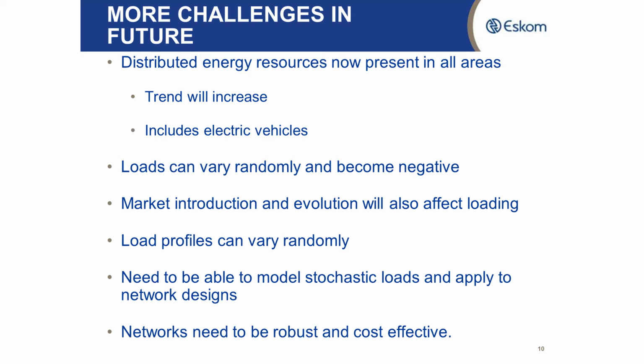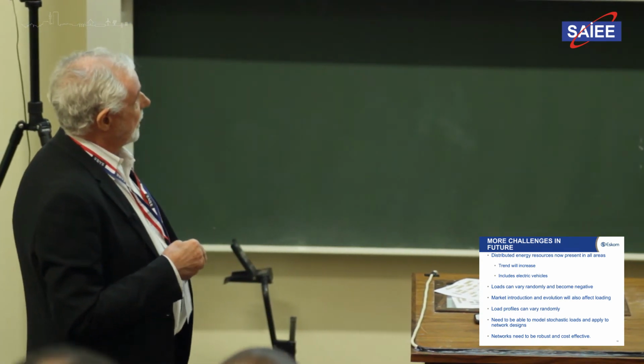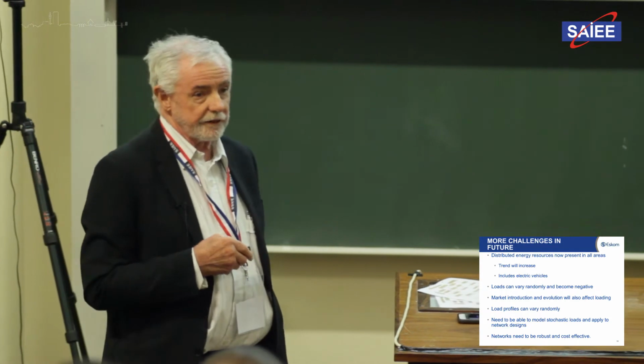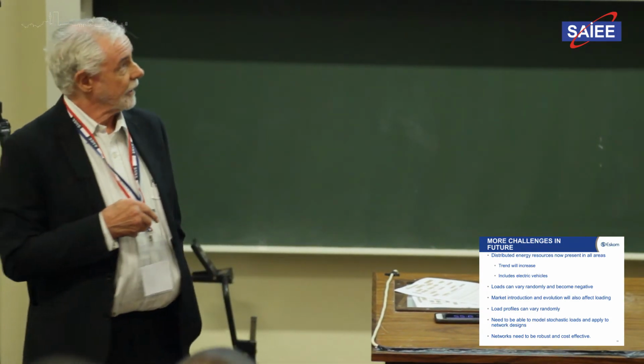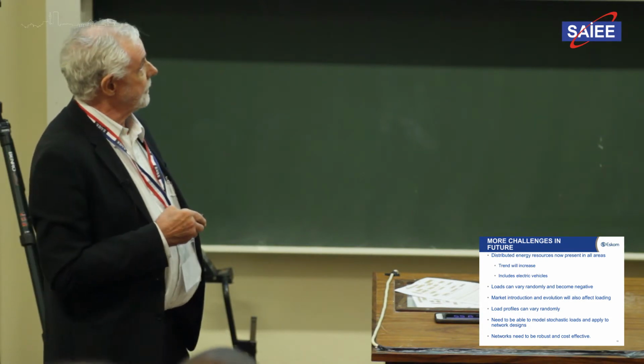So not only does your load magnitude vary, but your profiles vary. So we need to be able to model stochastic loads and apply network designs which are robust. In other words, if you do have this, what's going to happen? If you don't have that, what's going to happen? In other words, you can have a network which can take negative loads, can take positive loads, can take varying voltages at any times, and can take PV or any other thing that they add, electric vehicles, which is mobile loads. So it's that kind of thing that we need to bear in mind going forward.